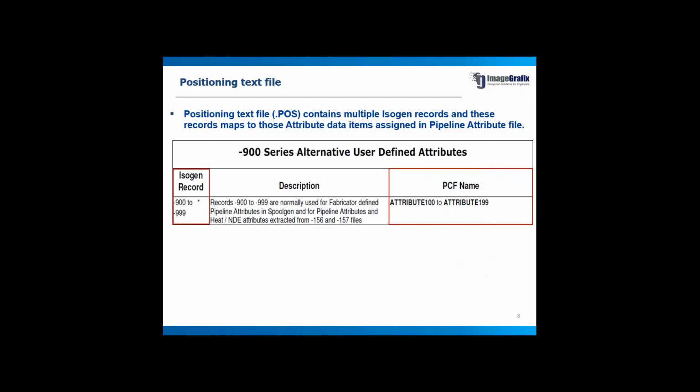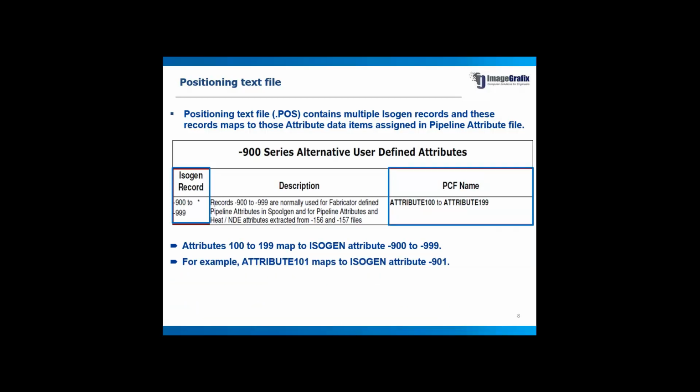Now here the isogen record, you see, has values from 900 to 999, which are for our attributes 100 to 199, which we are going to map to our isogen attributes. Okay, that is 100 for 900 and 101 for 901 and 102 for 902, vice versa, and similarly 199 is for 999. And similarly, if you see the PCF name, attribute 100 to attribute 199, for example, as I said, attribute 101 maps to isogen attribute 901. So in the same sequence, 102, 902, like that we have to take it further. And similarly, the heat or NDA attributes extracted from the files, that is 156 and 157 files here.